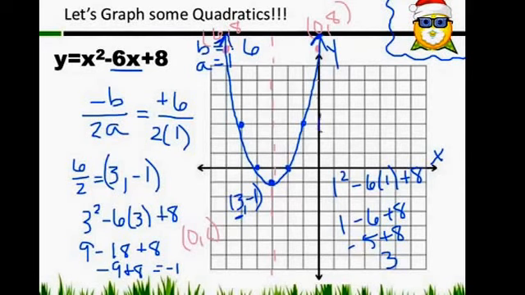Where does it cross the x-axis? Right here. When x is equal to 2, y will be 0. And when x is equal to 4, y is 0. So the solutions, or the zeros for this function, are, let me write it in a different color so it stands out, 2, 4.